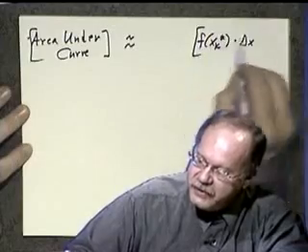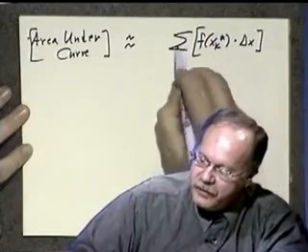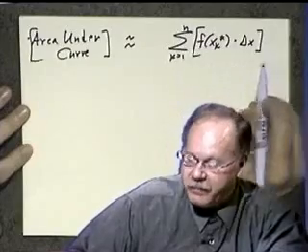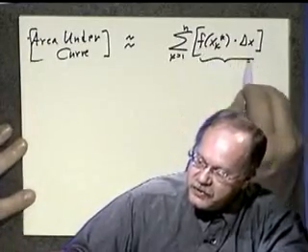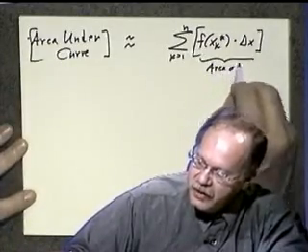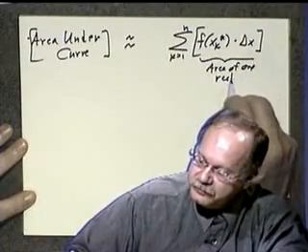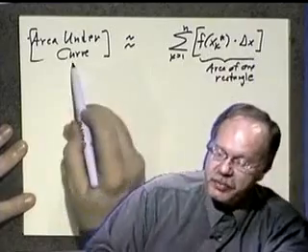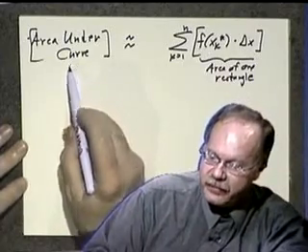Then if I add these all up, where the k's go from 1 to n, I'm adding the rectangles all the way up across the region. This, which was the area of one rectangle, now is added up for all n rectangles, and that's a good approximation to the area under the curve.